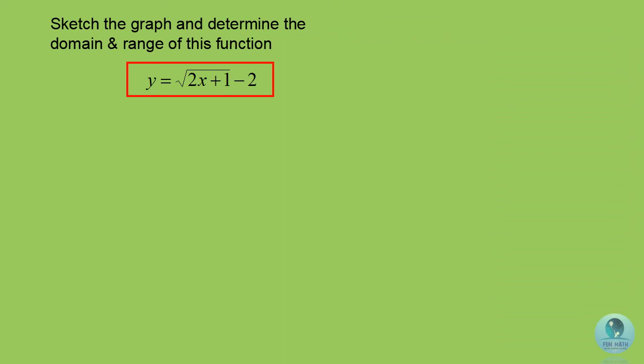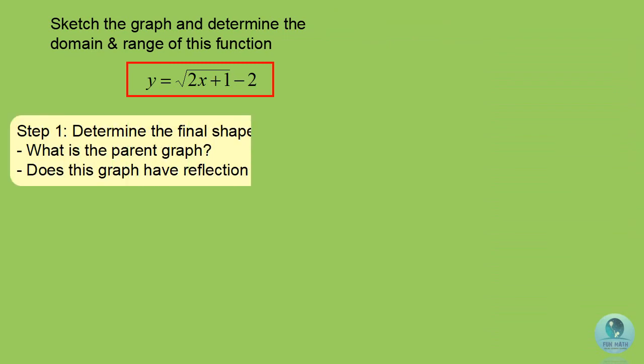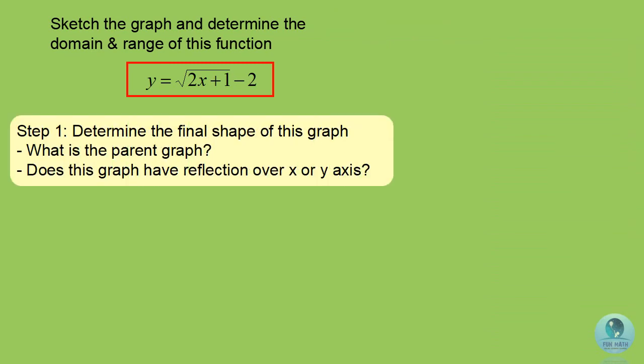To sketch this graph, all you need to do is just follow 4 simple steps. Step 1. Determine the final shape of this graph. You need to ask yourself 2 questions. What is the parent graph? And does this graph involve any reflection over y or x-axis? As we know, this is a square root graph. And for this function, this graph does not involve any reflection over y or x-axis. So this will be the final shape of this graph.